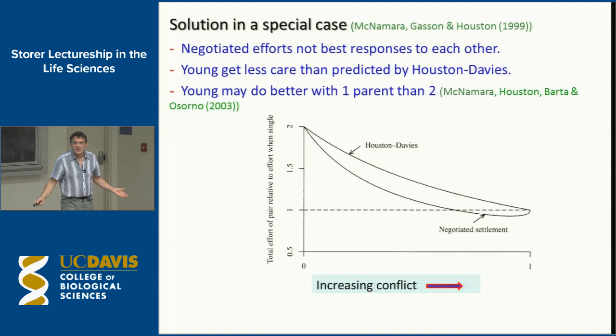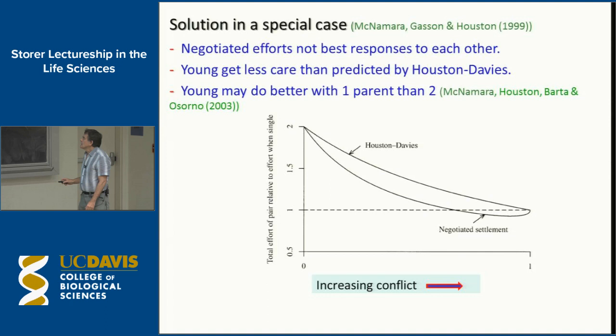Of course, what would happen if that was really the case is one of the parents would desert, because then the young would do better and the parent who deserted wouldn't have to pay the cost. So each of them would vie to be the first to desert, in fact, in that case.